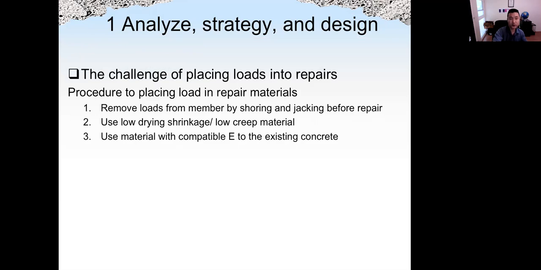So for this type of repair, the first step is we need to remove the load from the member by using shoring or jacking before repair. Basically, the member is almost free of internal stress. Then we can use low dry shrinkage and low creep materials to do the repair. Also, the E value, the modulus of elasticity of the repair materials and the existing substrate, should be matched to each other.